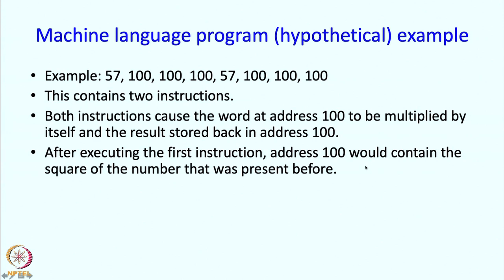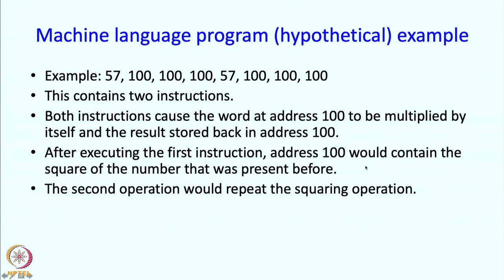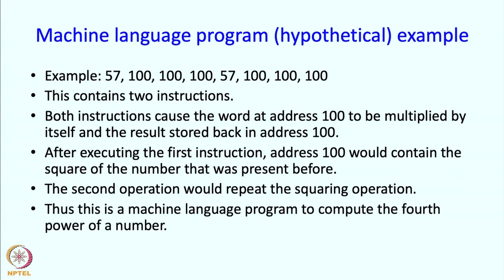And so what happens after the second instruction is also executed? Well, it would repeat the squaring operation. So as a result, at the end, we will get the fourth power. So you can say that this sequence of two instructions is really a machine language program to compute the fourth power of a number. Okay?